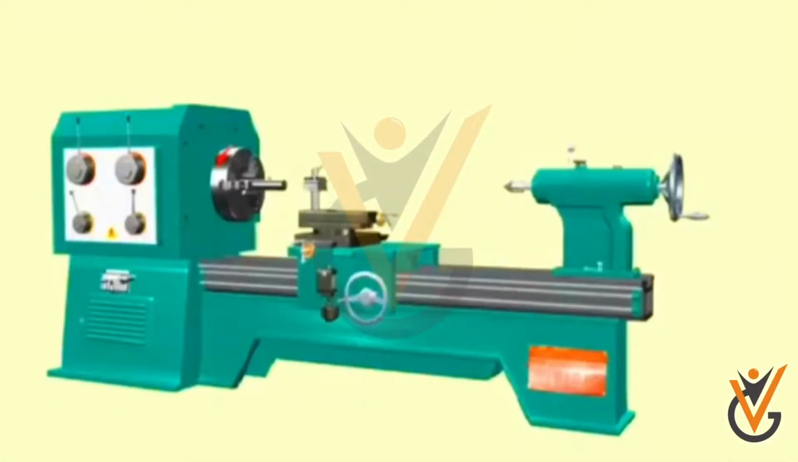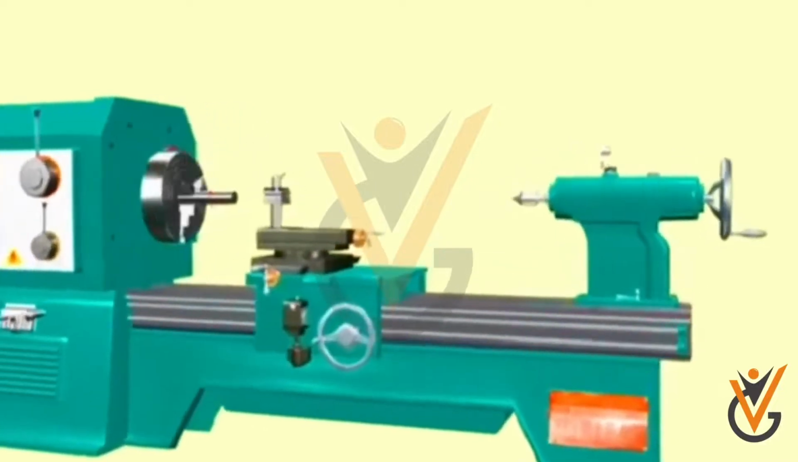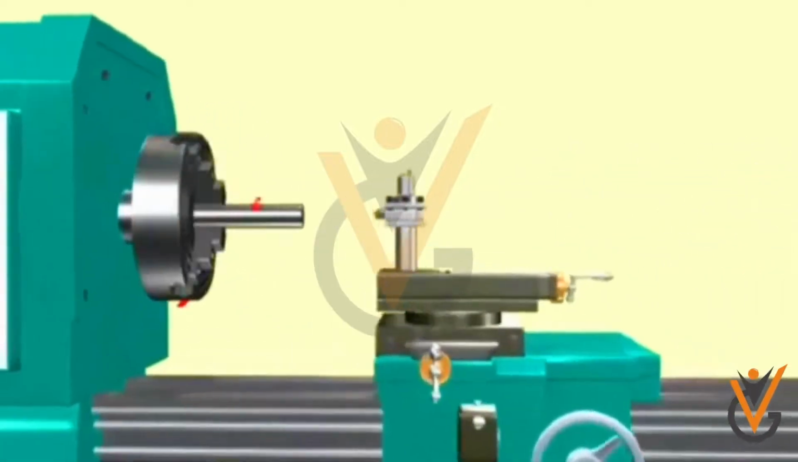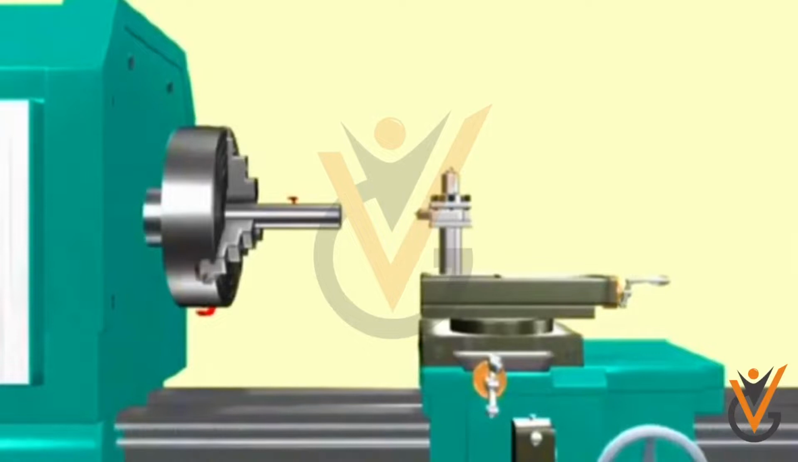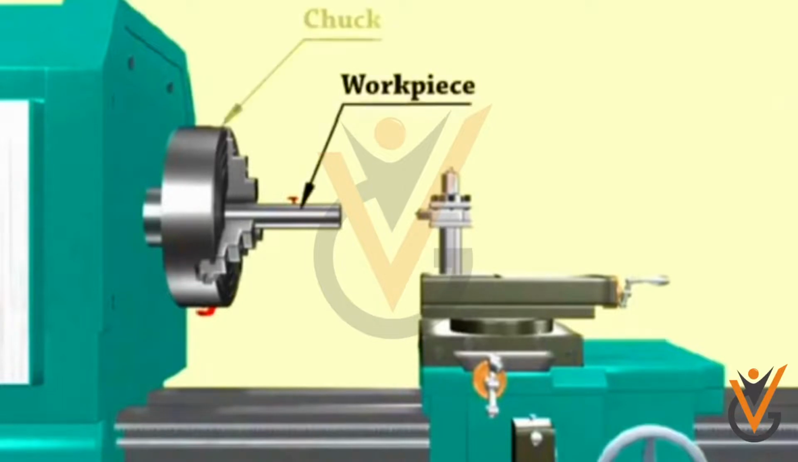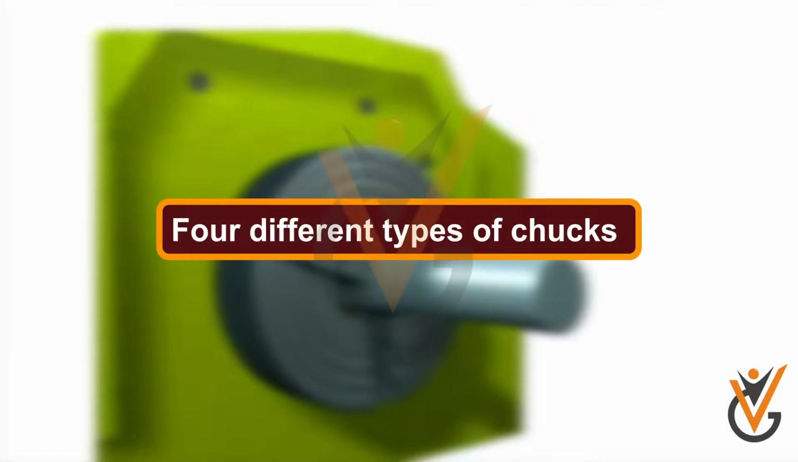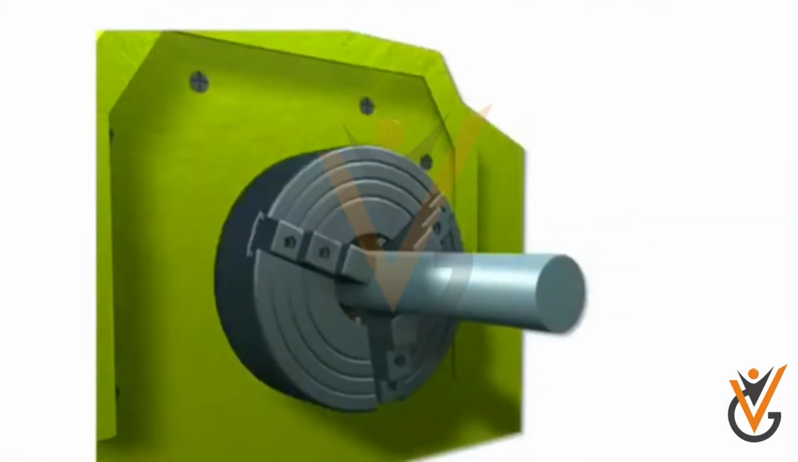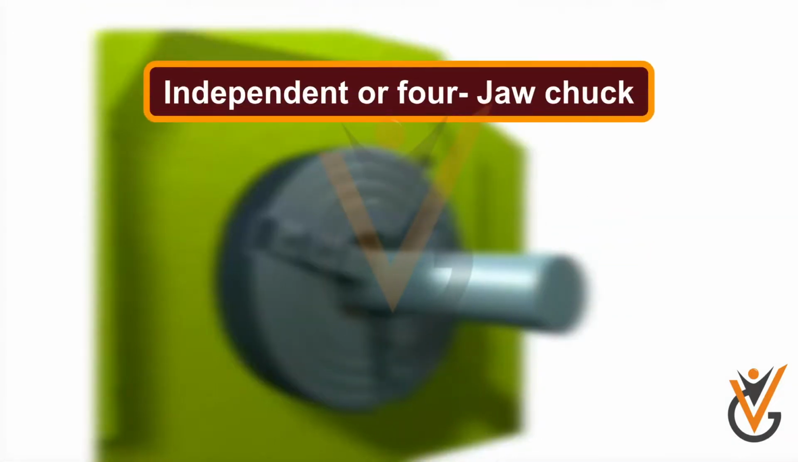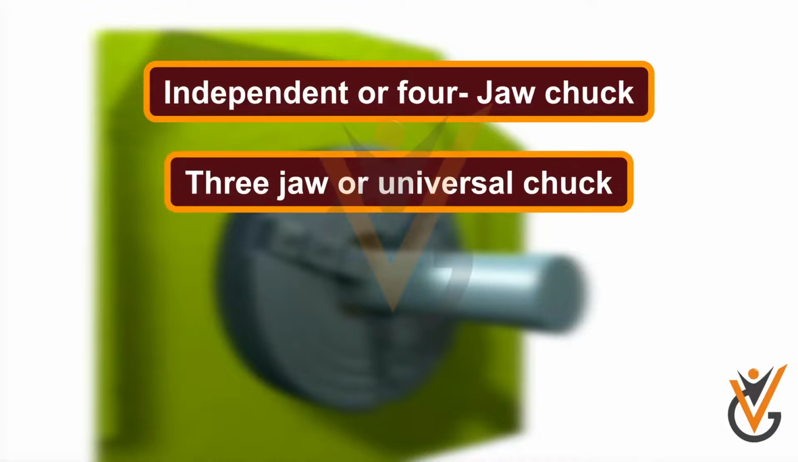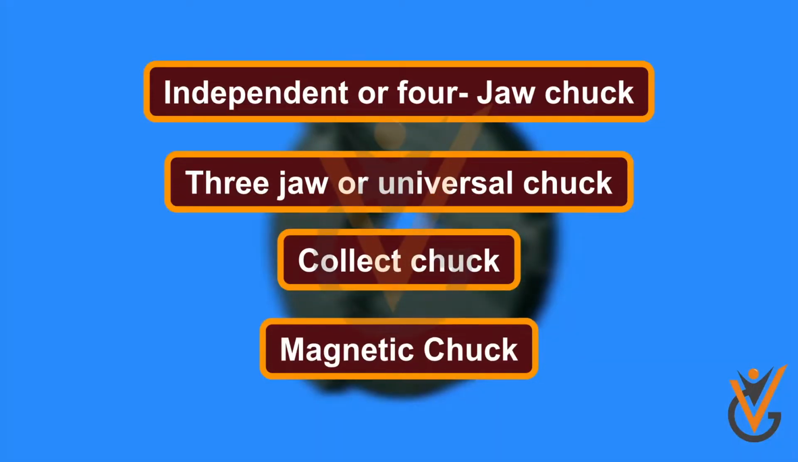Chuck. Chuck is basically used to hold the workpiece, particularly of short length and large diameter or of irregular shape which can't be conveniently mounted between centers. It can be attached to the lathe by screwing on the spindle nose. 4 different types of chucks are most commonly used in lathe: independent 4-jaw chuck, 3-jaw or universal chuck, collet chuck, and magnetic chuck.